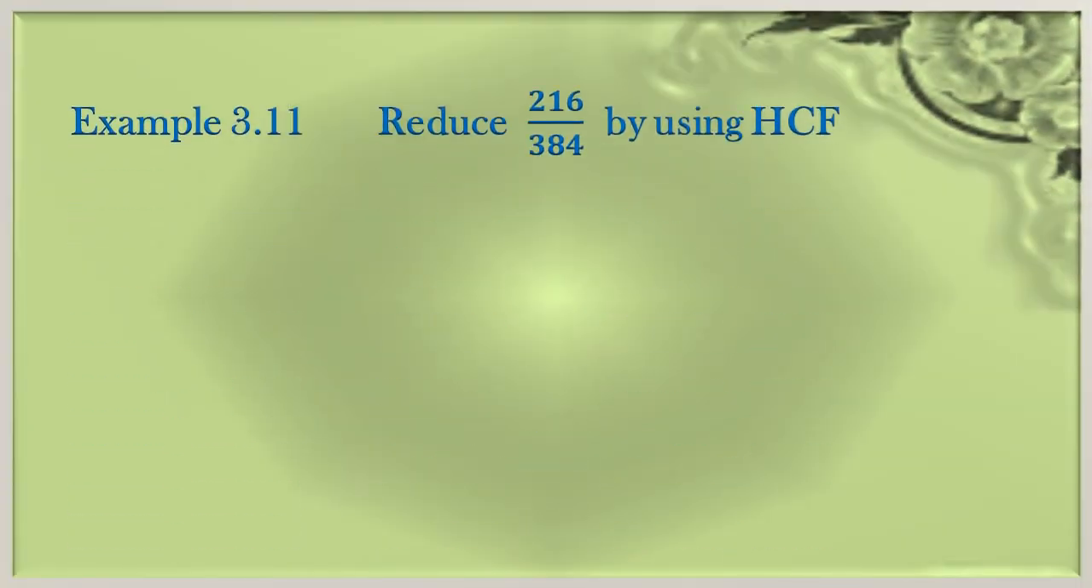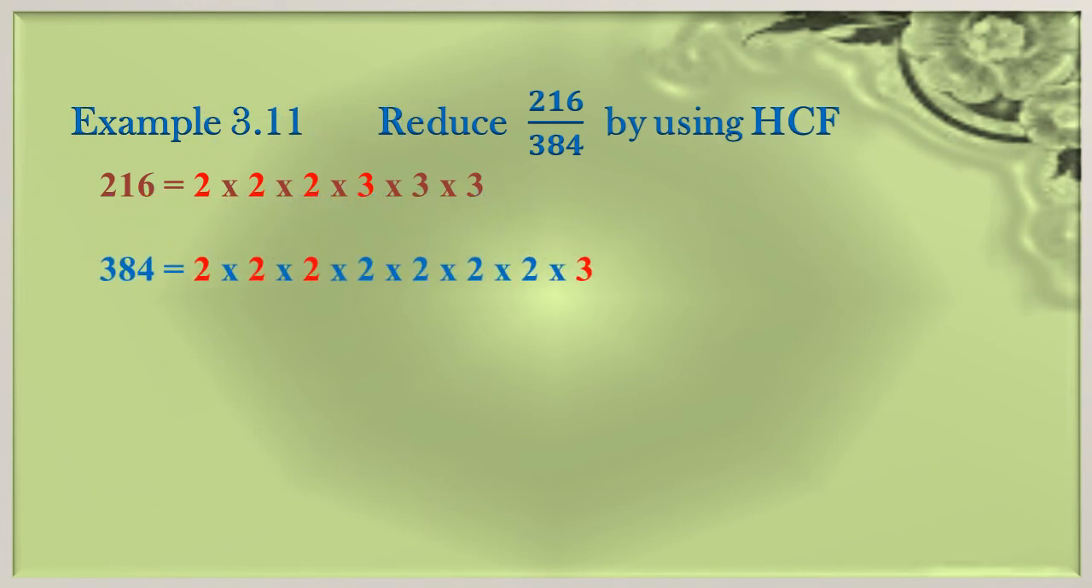Example 3.11. Reduce 216 by 384 by using HCF. First, we want to find the prime factors of 216. The prime factors are 2 into 2 into 2 into 3 into 3 into 3. And we want to find the prime factors of 384. 2 into 2 into 2 into 2 into 2 into 2 into 2 into 3.